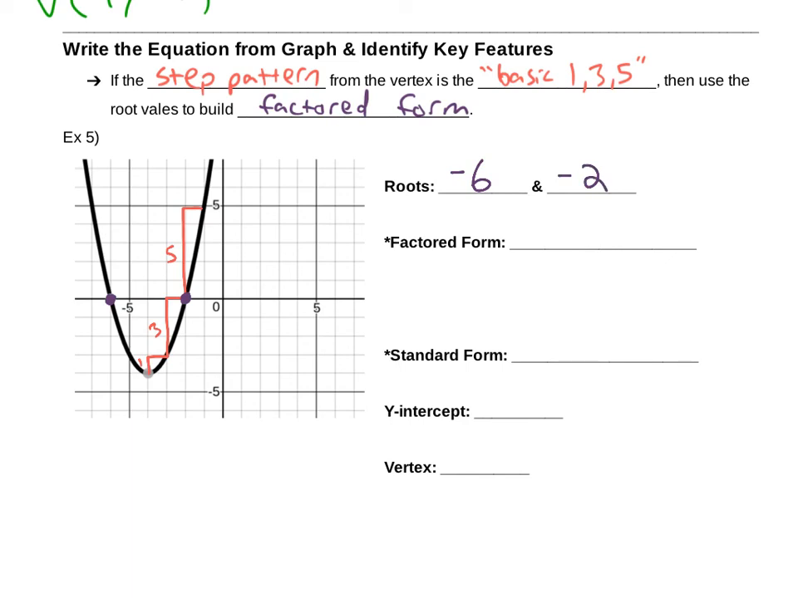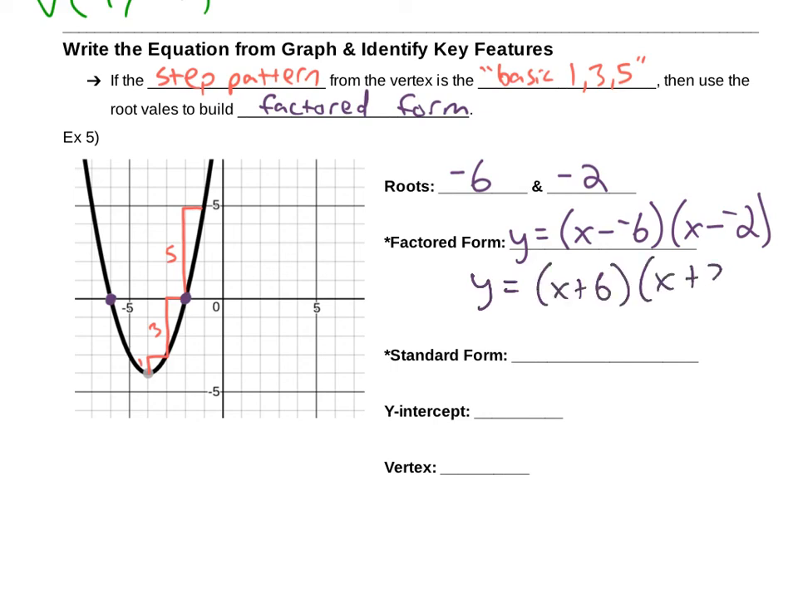And we saw in factored form, the root values are the opposites of the constants inside the binomials. So to build factored form, x minus negative 6 times x minus negative 2. We'll simplify those to be pluses, and that'll be our equation in factored form. x plus 6 and x plus 2. And again, remind you, they call these zeros because that root value will make this quantity equal 0, and that will make the y equal 0 as well.